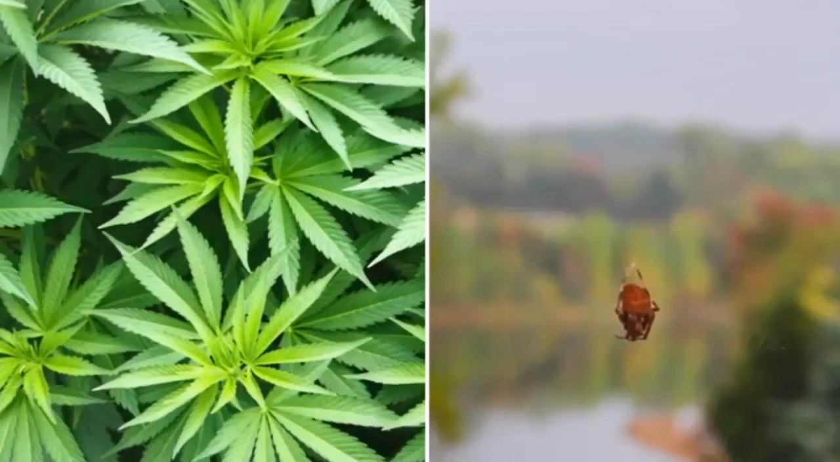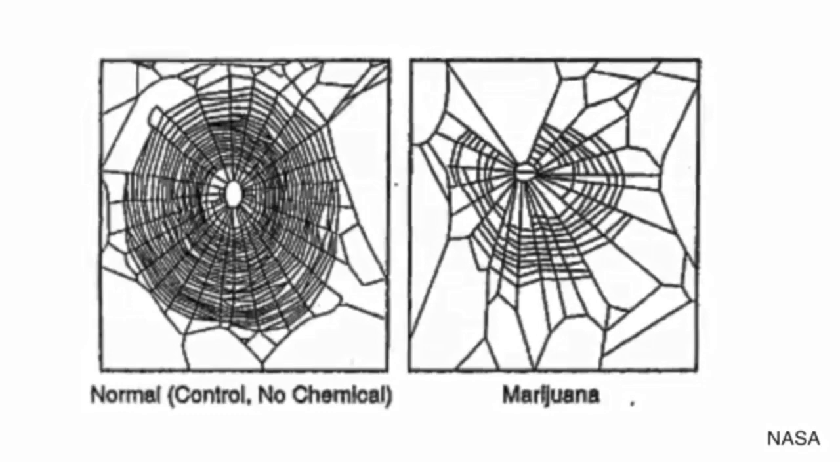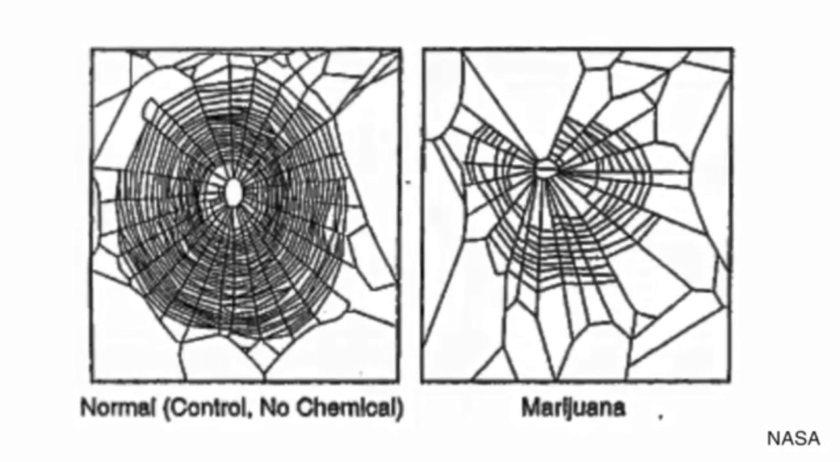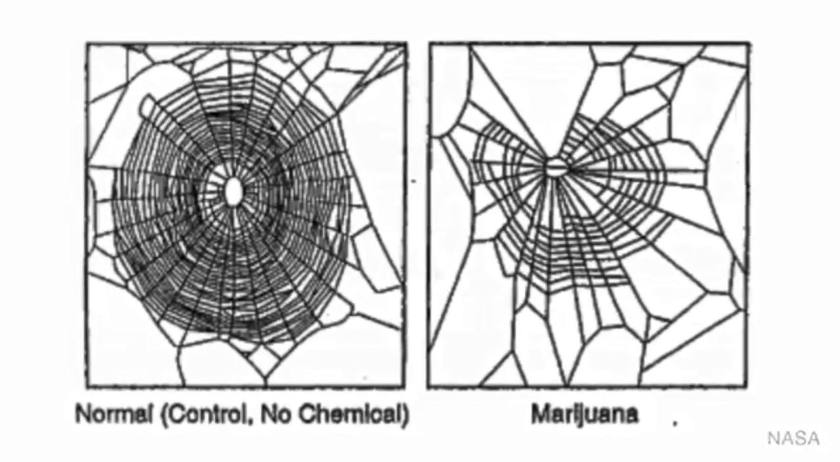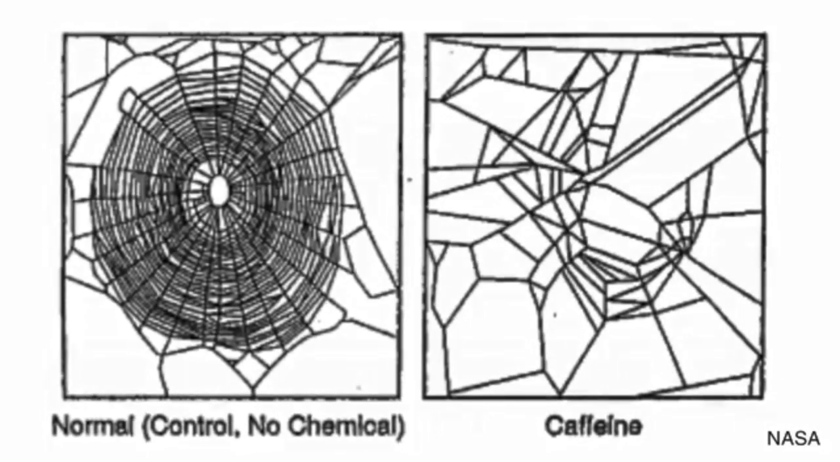Then, in 1995, NASA replicated Witt's studies to measure the toxicity of different drugs. Similar to Witt's, NASA's results showed how each drug creates a unique pattern of non-functional behavior and web deformities based on the drug's toxicity. Surprisingly, the ever-popular caffeine seemed to produce one of the most deformed webs.